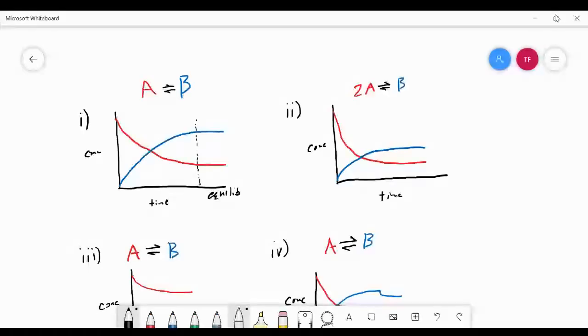Also, this is a 1-to-1 ratio. So for every mole of A that disappears, 1 mole of B is going to appear. So you'll notice that these slopes are identical, but just inverses of one another.